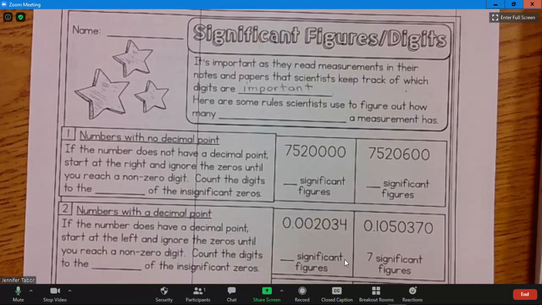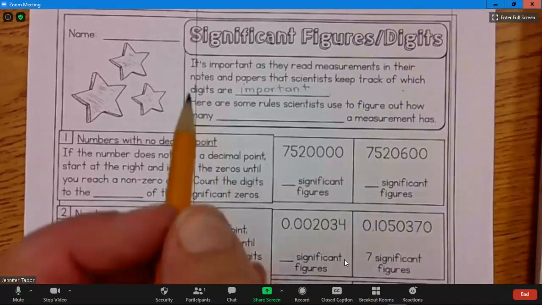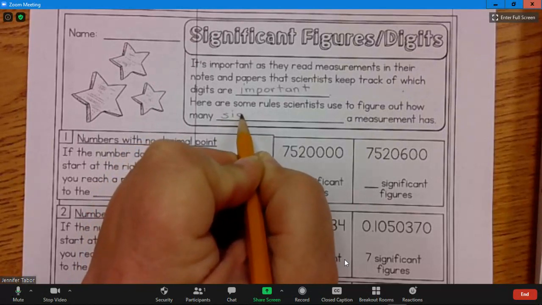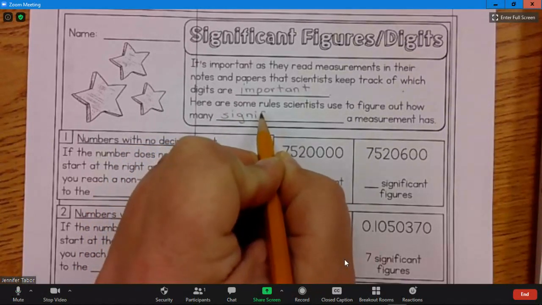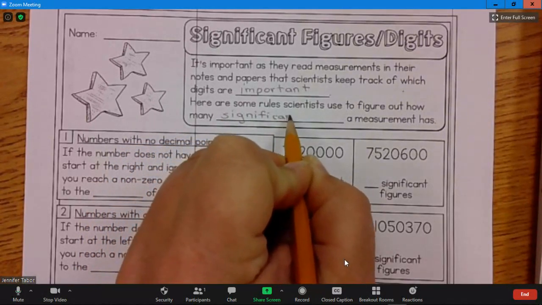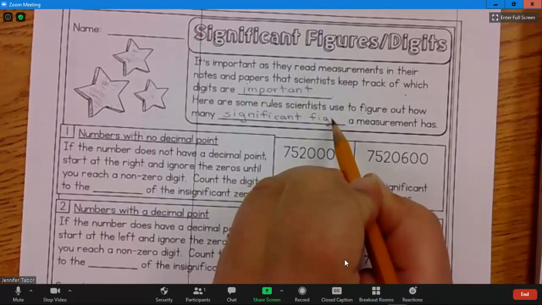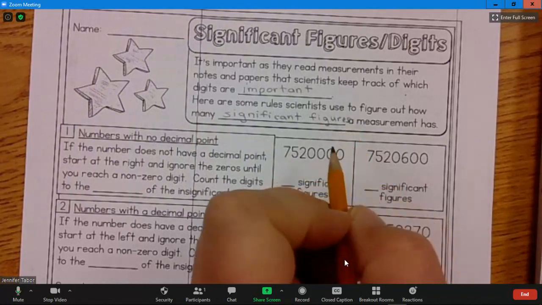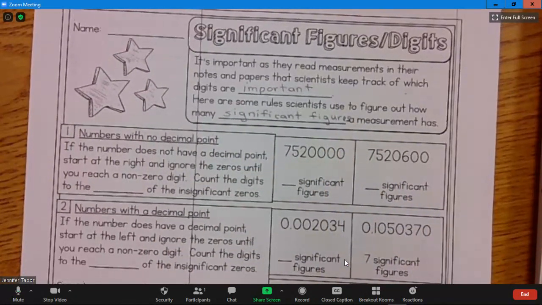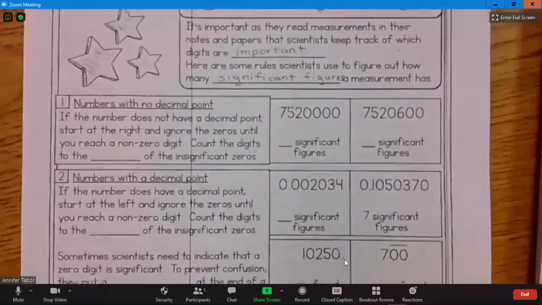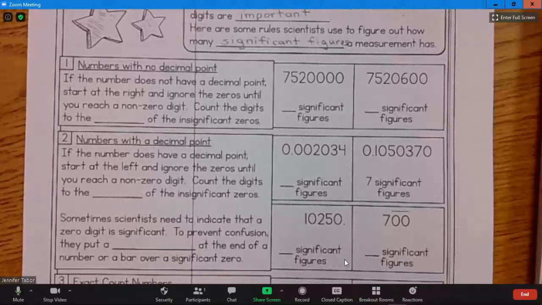So first off here, we're going to go over the rules to figure out how many significant figures are in measurements that scientists do. There are some very specific rules. That is so that all scientists around the world will do everything the exact same way. So their results then will be shareable between different countries and different scientists.